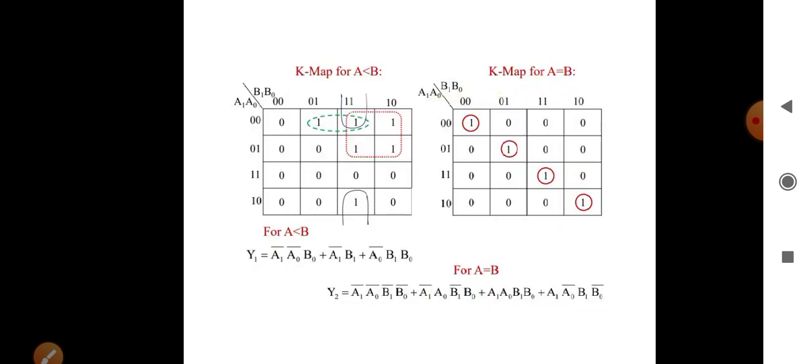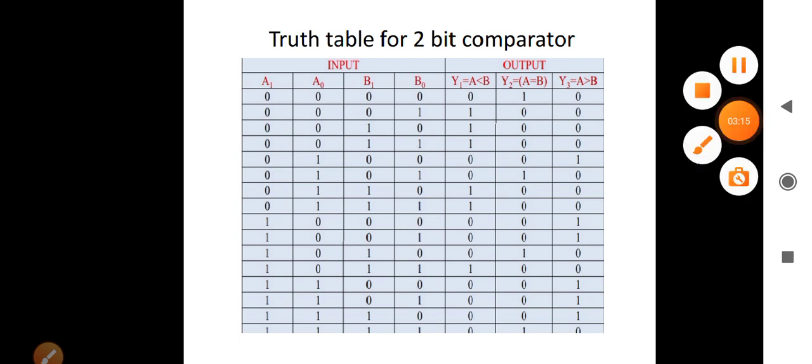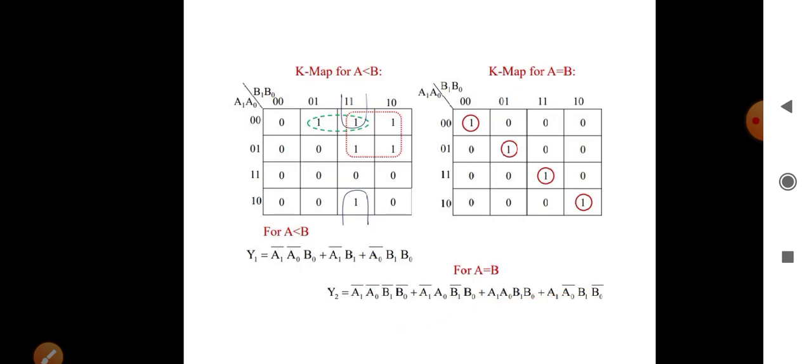Next, we draw it in the K-map. We have the variables A1, A0, B1, B0, so the total is a 4-bit number. Two 2-bit numbers that we want to compare become a 4-bit number, so we are comparing from 0000 to 1111.